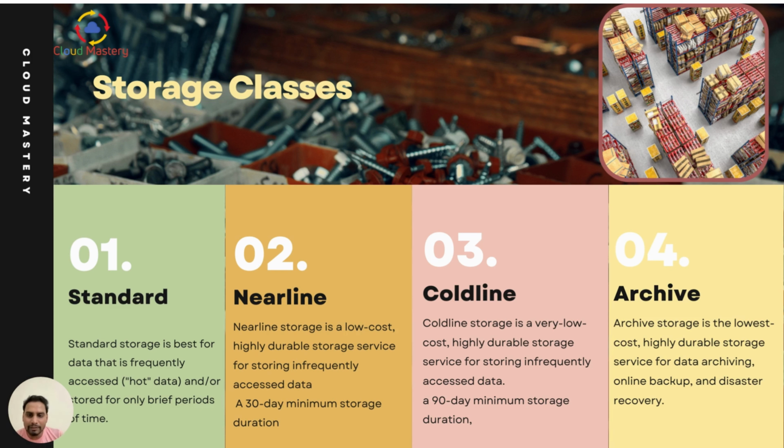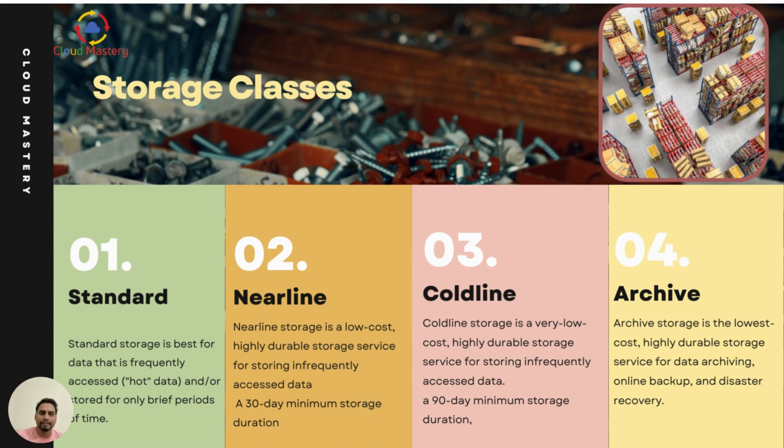The SLA is 99.9% availability in multi and dual region, and in regional it's 99.0% availability, and typical monthly availability is around 99.95%.